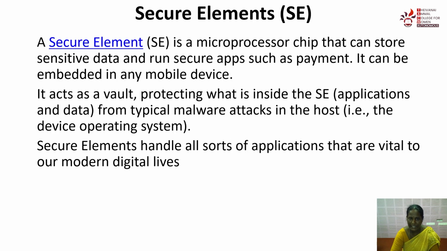The third one is the secure element. It is a microprocessor chip that can store sensitive data and run secure apps such as payment. Example: your debit card, which has a microprocessor chip. It can be embedded in mobile devices also. It acts like a wallet, protecting what is inside the secure element from a typical malware attack. Secure elements handle all sorts of applications that are vital for our modern digital life.